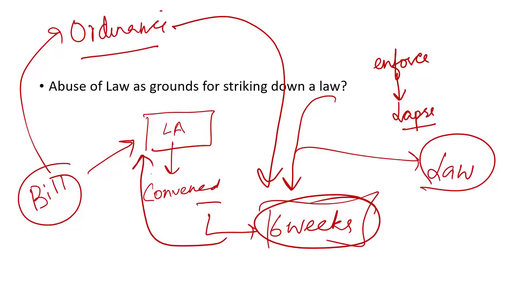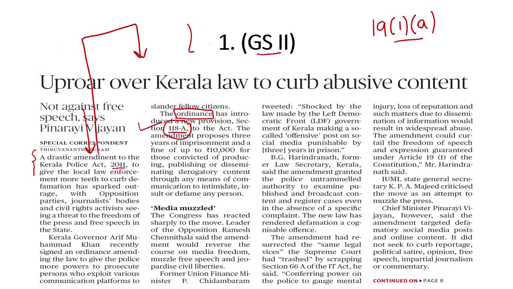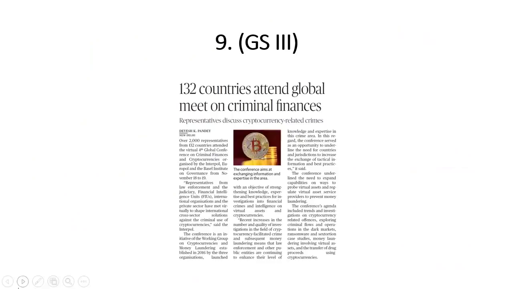So we can only hope that the government in Kerala decides not to enforce this law and allows this ordinance to lapse. That is what you need to understand from this newspaper article. Now let's look at another newspaper article on page number 9, primarily relevant for your prelims examination as well as GS paper 3.